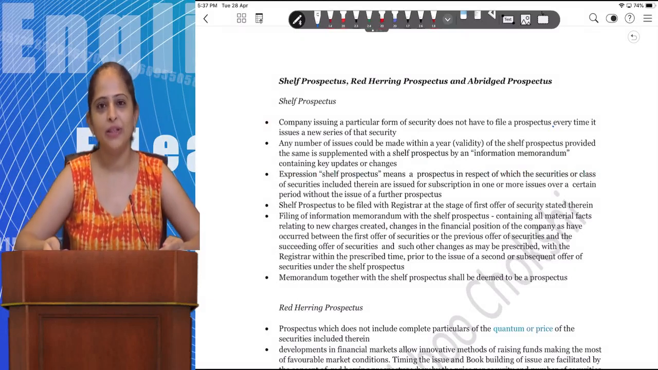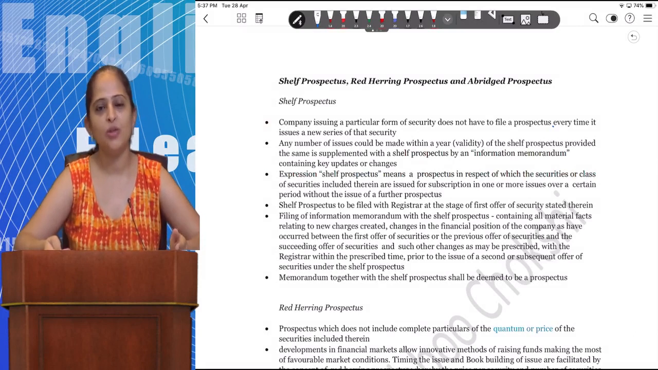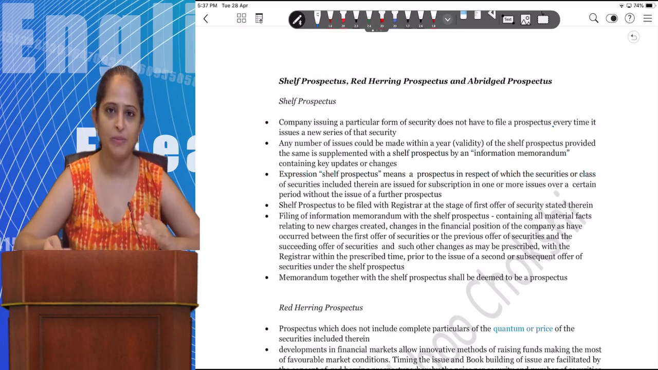Hello everyone. Today we'll be doing the concept of prospectus. What is the difference between a shelf prospectus, a red herring prospectus and an abridged prospectus?